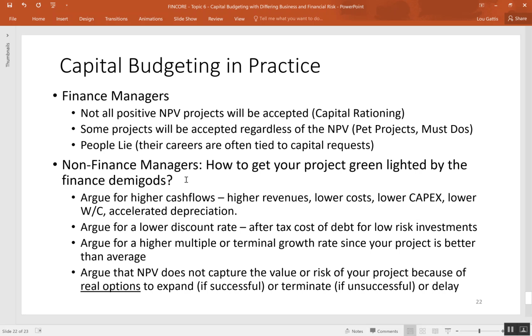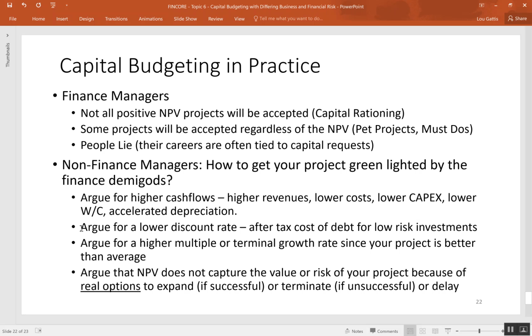Lastly, as a non-finance manager, say you're working in supply chain or marketing or HR, and you just want to get your project accepted, you truly believe it's important, and the NPV demigods come back to you and say, no, the NPV is not high enough, or the IRR is not high enough. Test their assumptions. Are the cash flows too low? Are their assumptions on revenues too low? Are their costs too high? Is their CapEx assumption too high? So you can test that. Are they using the most aggressive accelerated depreciation and increased working capital?